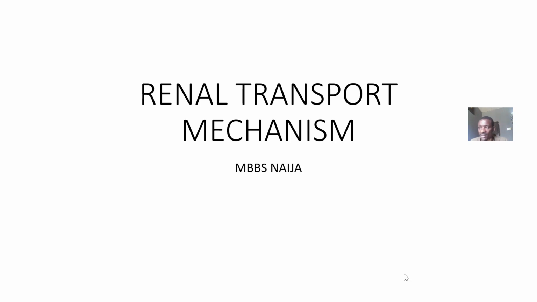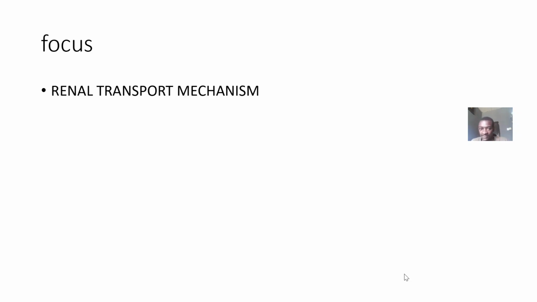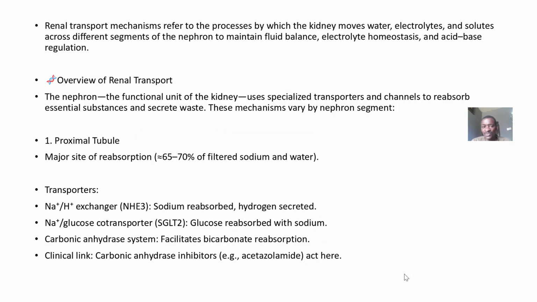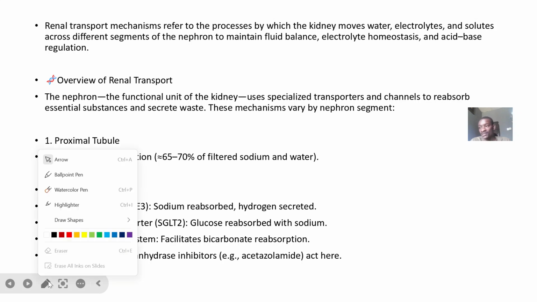Introduction to renal transport mechanism. This is just trying to talk about how things move in the nephron, the basic unit of the kidneys, how things move in and out. The renal transport mechanism refers to the process by which kidneys move water, electrolytes, and solutes across different areas of the kidney.